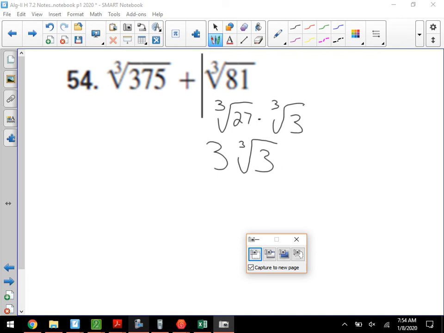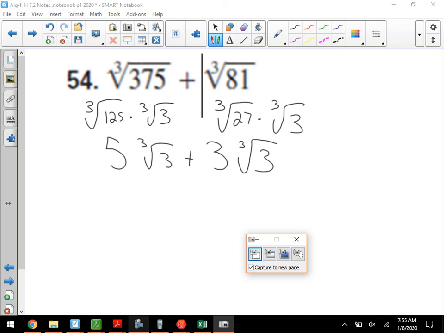Take a guess what you can take out of a 375. 125. And how many of those do you get to the 375? 3 of them. So here you have the cube root of 125 times the cube root of 3. And what is the cube root of 125? 5.